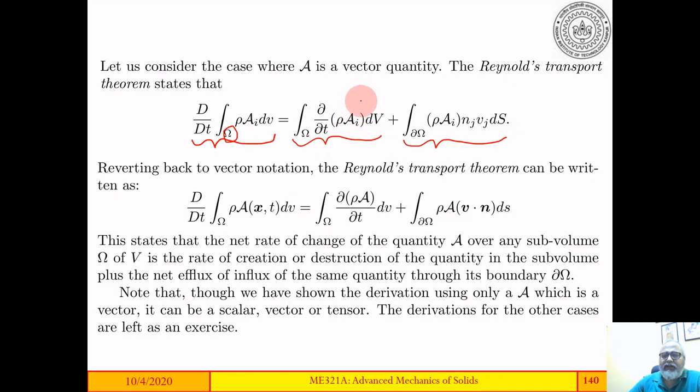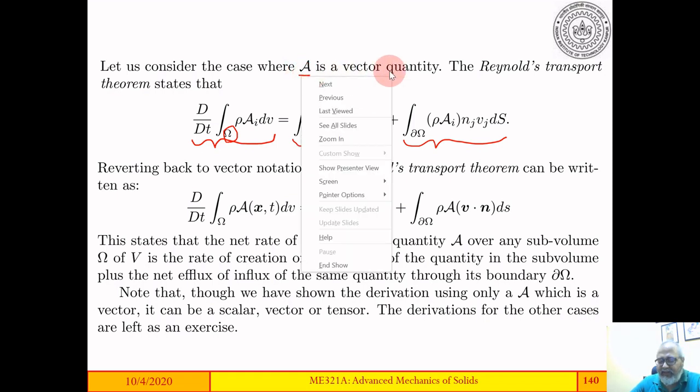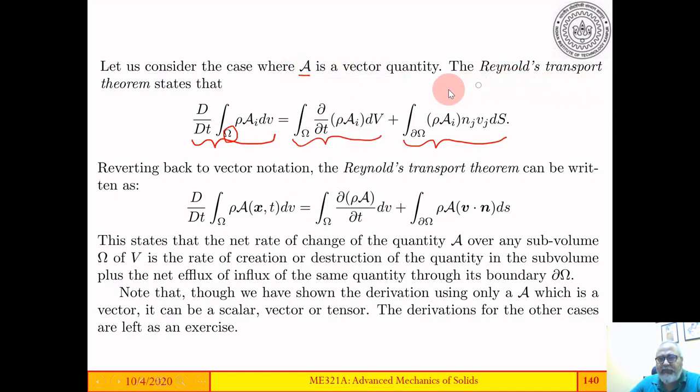Before I go into what these things mean, let us write this. So we have written the Reynolds transport theorem for the case where A is a vector quantity. Obviously, it can be written for a scalar or components of a tensor as well in exactly the same way. So in place of A_i, I could have put T_ij, or I could have put phi, which is a scalar. So the statement would remain the same.